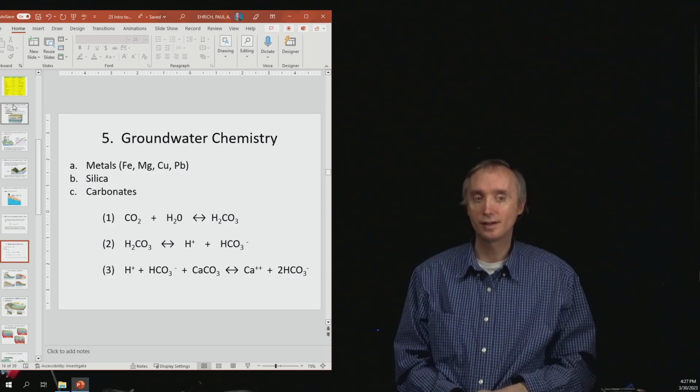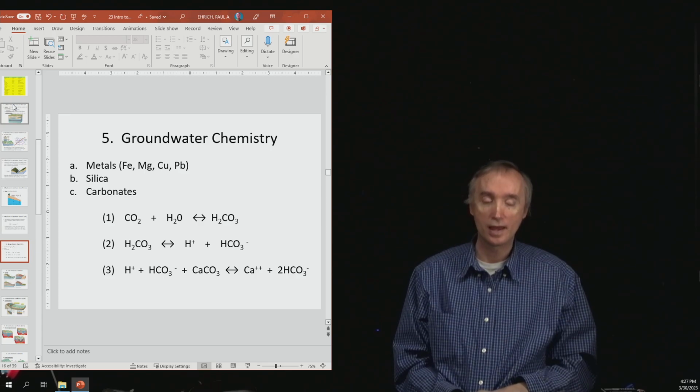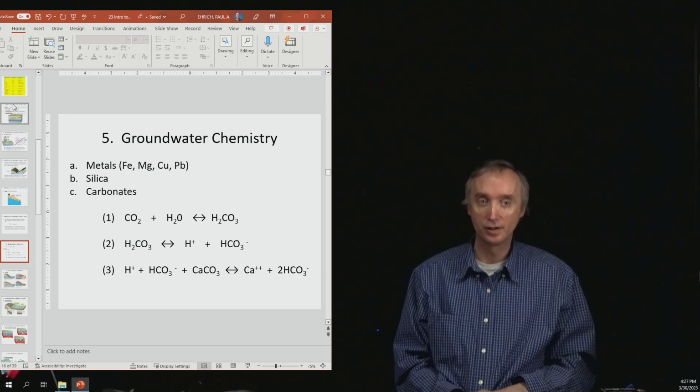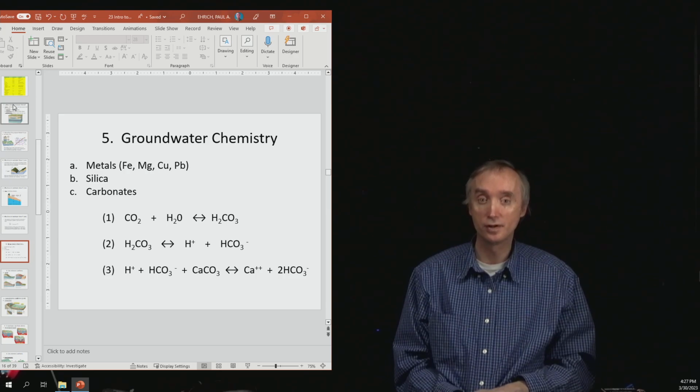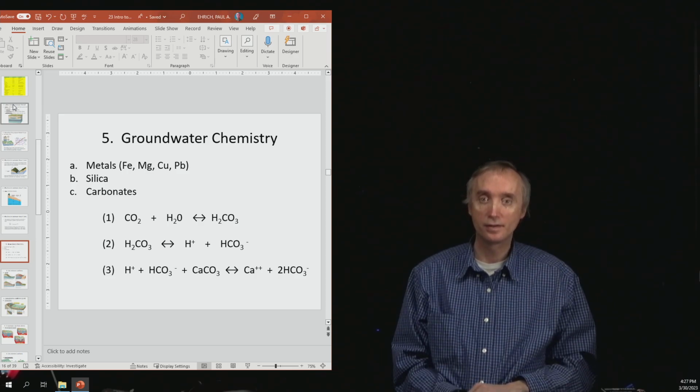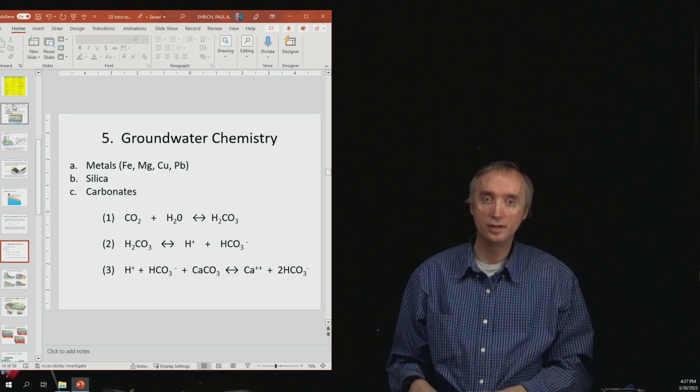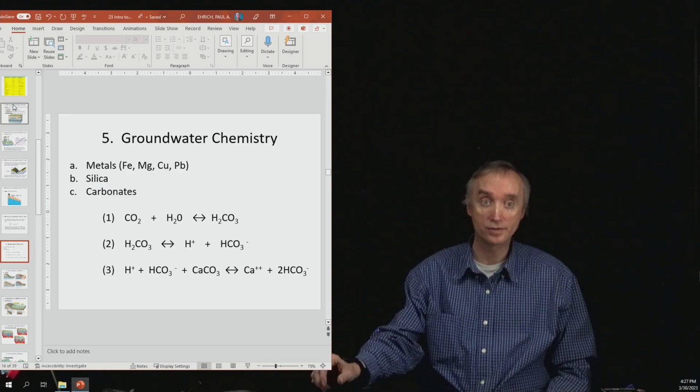Okay, another thing is going to be silica. So if you recall, we said that most of the rocks on Earth are silicate minerals, or have silicate minerals in them. And so a silicate mineral has silica in it. So as those rocks that have the silicate minerals dissolve, what can happen is the silica can go into solution. Then the final thing that could be dissolved in groundwater is going to be carbonates.